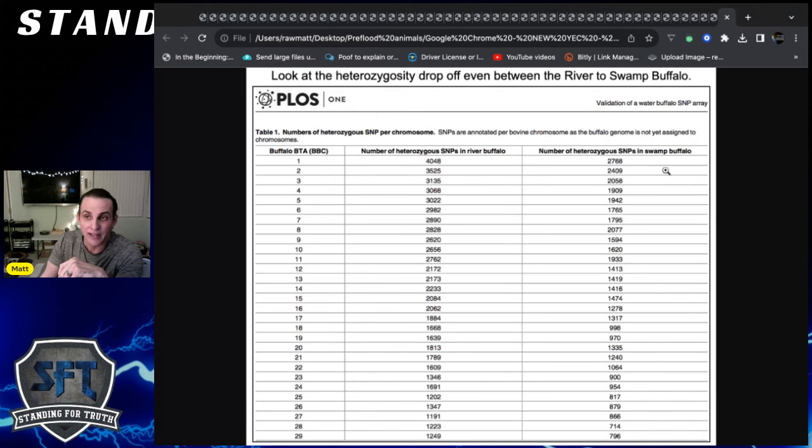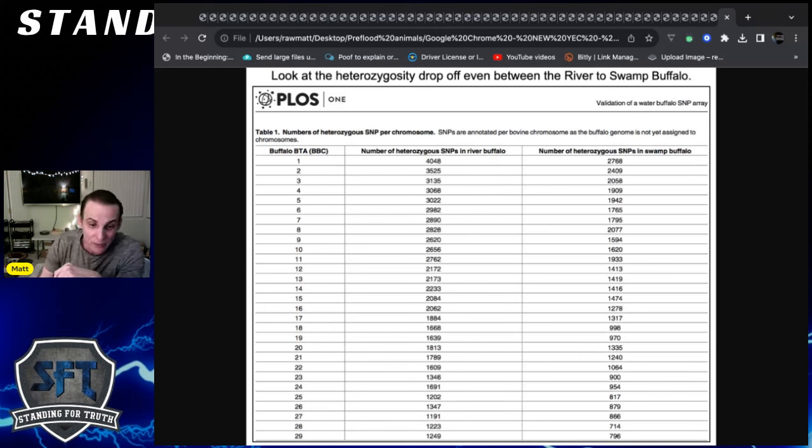And when we look at the swamp buffalo, it has a little bit more than half the amount. So a speciation event really takes it down a notch. That's perfectly in line with what we would expect to see in the biblical model, losing genetic information over time. And this is what we see.